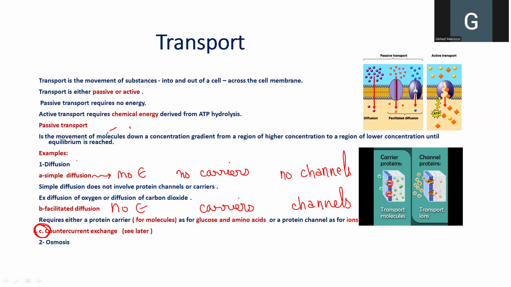Another type of passive transport other than diffusion is osmosis. Osmosis is a specific type of diffusion because it involves water only. So it requires no energy, no carriers, and no channels, but it is specific to water.